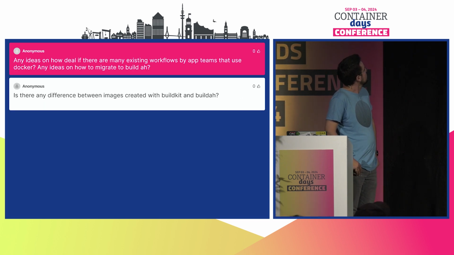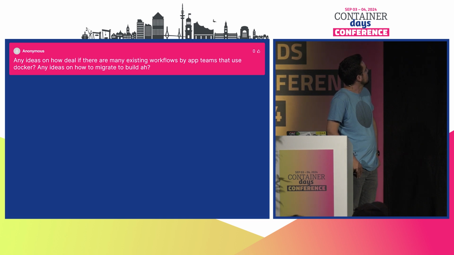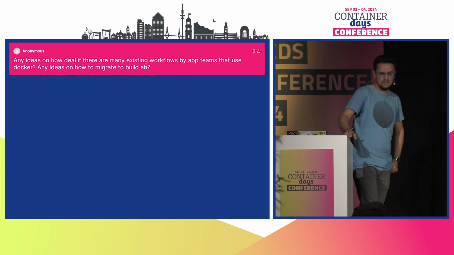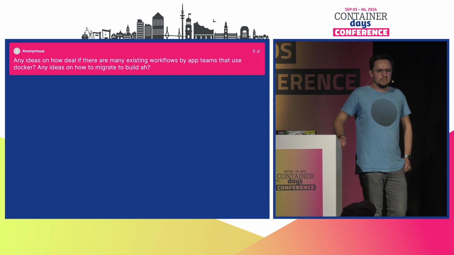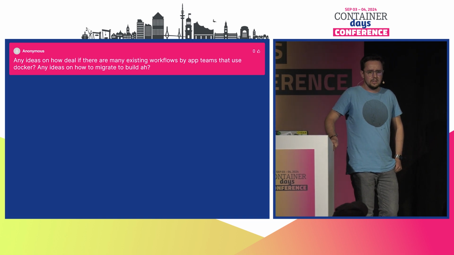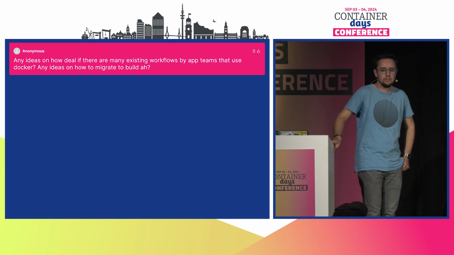Any ideas on how to deal if there are many existing workflows by app teams that use Docker? Any ideas on how to migrate to Builder? Well, I guess what this question is getting at is you already have a lot of privileged CI containers running currently or mounting the Docker socket, and now you want to move to unprivileged runners. So that's at least a challenge I can think of.